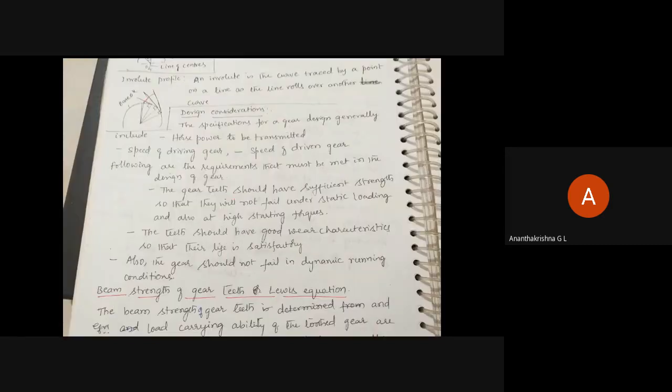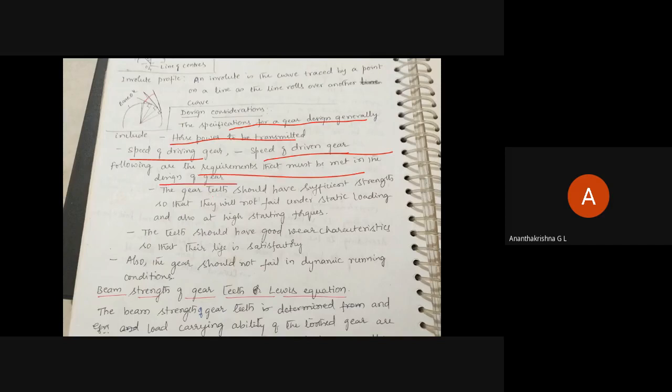Then we learned about design considerations. What are the specifications for a gear design? If I want you to design a gear, I need to give the power that is to be transmitted, the speed of the driving gear, and the speed of the driven gear. And what are the requirements? This is what we saw next: the requirements that must be met in the design of a gear.